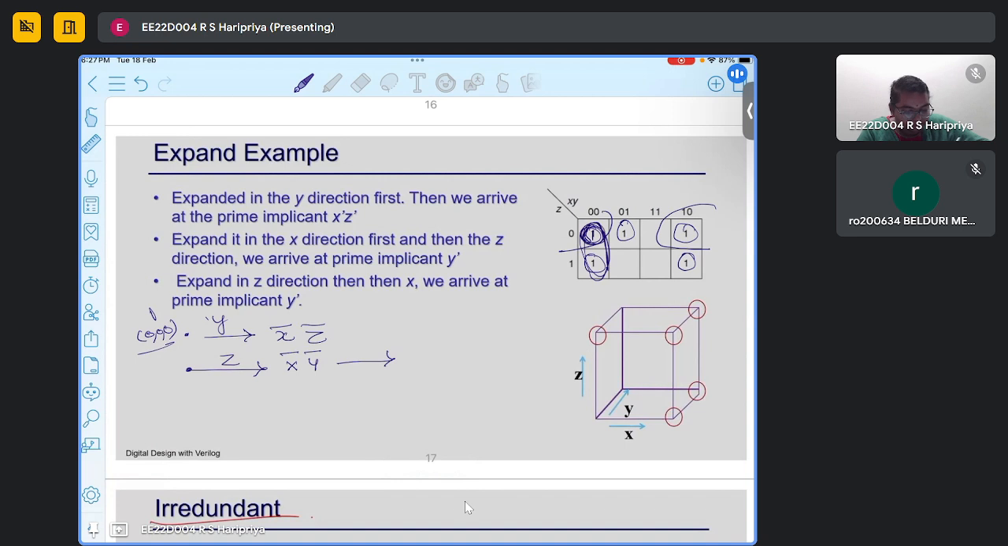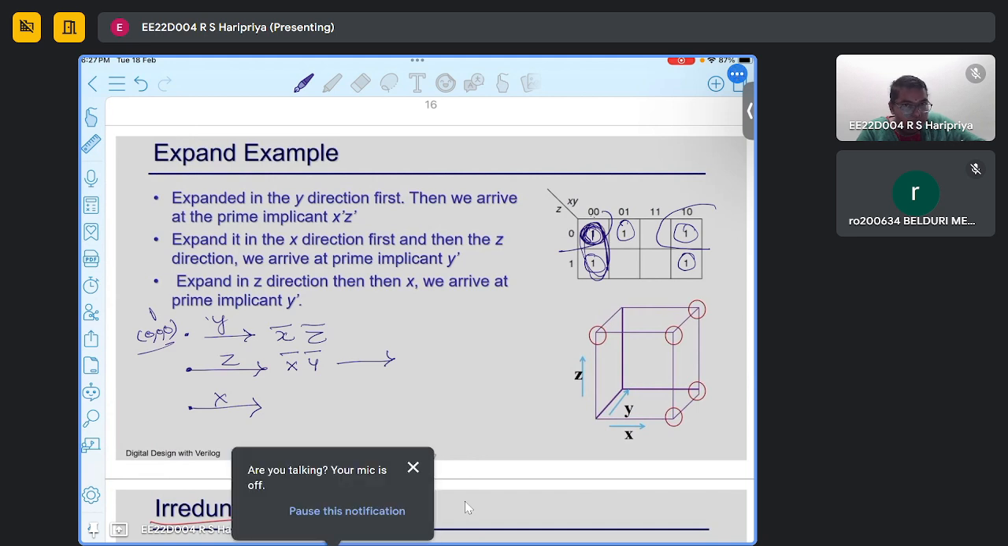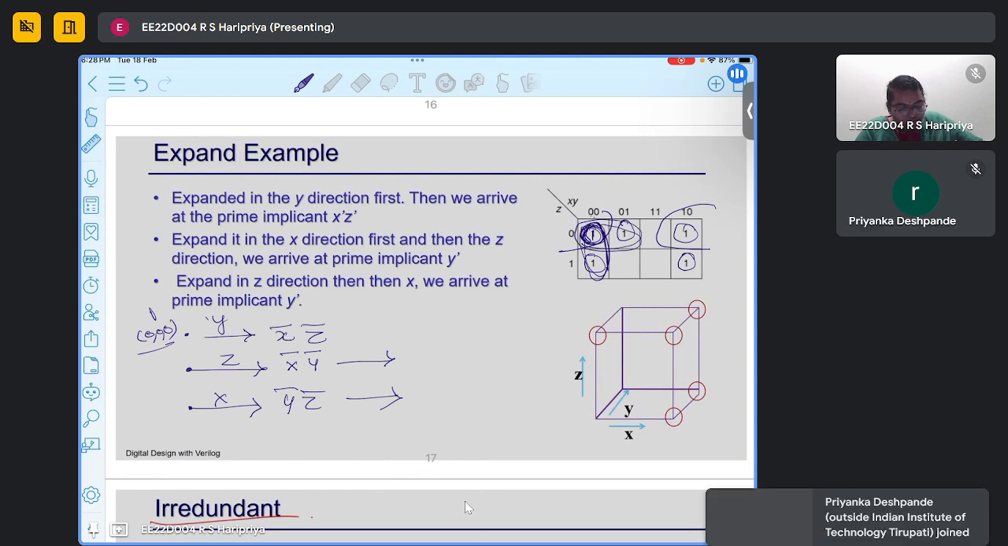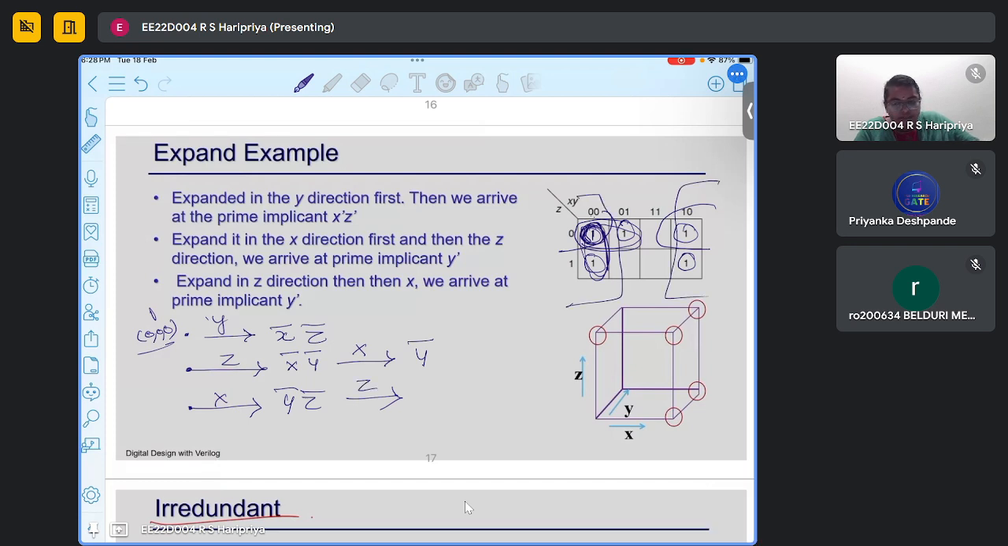This is the x direction. So what is the min term? 0 0 0 0 1 0. So it is y z bar, and in the z direction it is this one. So again, if you expand in the x direction, we obtain y bar, which is the group of 4. Again here, x direction, we get a group of 4, which is again y bar.